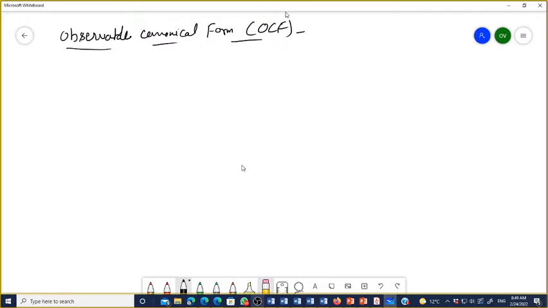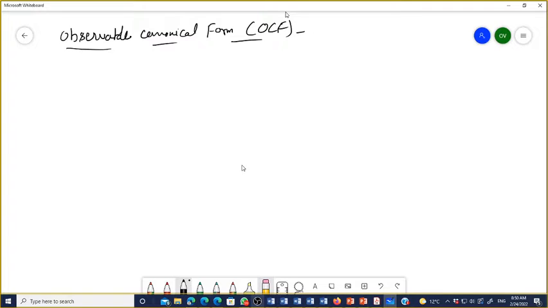First was the controllable canonical form. Second was the observable canonical form. Third was the diagonal canonical form, and fourth was the Jordan canonical form. Diagonal and Jordan canonical form are almost the same. We will see how they are the same. After that, we covered the controllable canonical form.